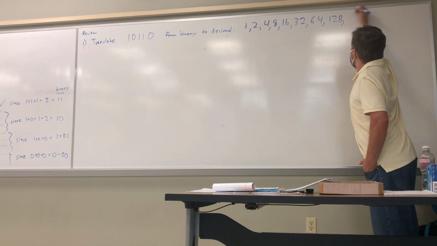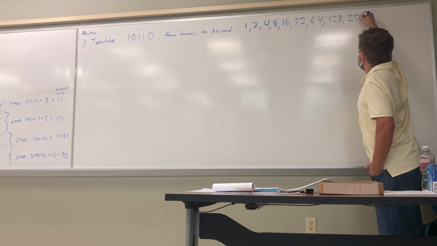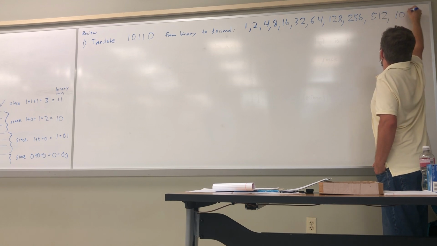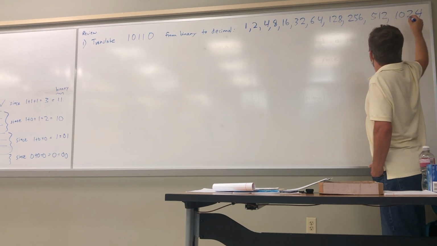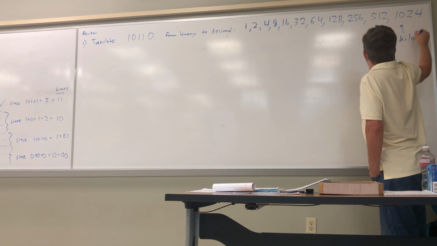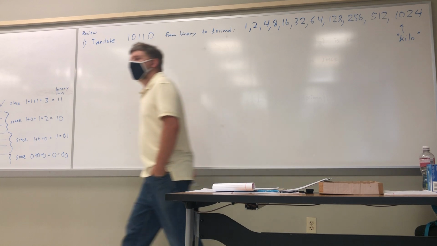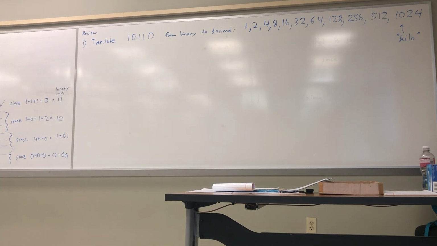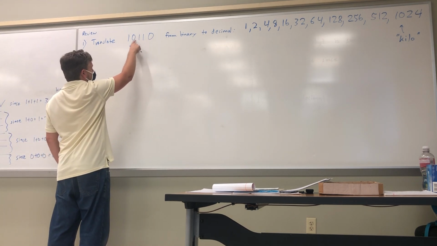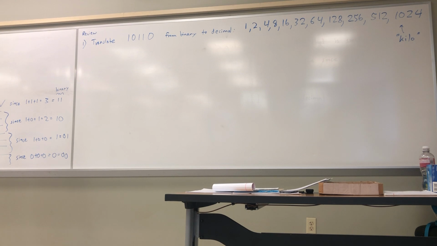256, 512, and 1024. That's a pretty good list. I mean, this is the one that's kilo, because it's close to 1,000. So you could use it for kilobit or kilobyte, and that always means 1024 really instead of actual 1,000. So we end up using powers of 10 to describe things like giga and mega. Okay, so this would be 0s, 1s, 2s, 3s, 4 powers.